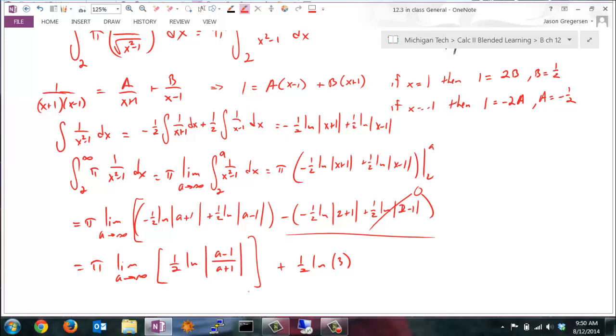Now what happens to this thing as a goes to infinity? As a goes to infinity, what happens to the argument of our natural log? Goes to 1, right? A minus 1 over a plus 1. If a goes to infinity, plus or minus 1 doesn't matter. This is going towards 1. Which means the natural log of something going to 1 is going to look like 0. This is going to be 0. And my final answer then is going to be pi over 2 natural log of 3.